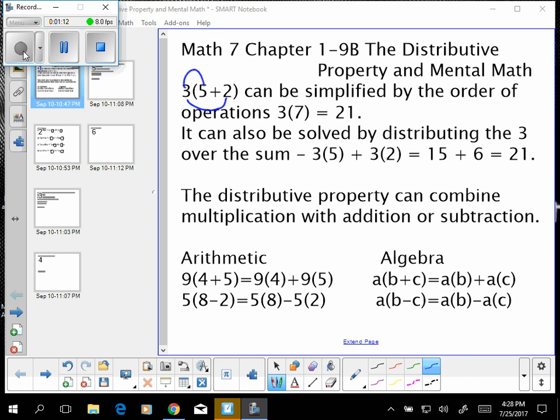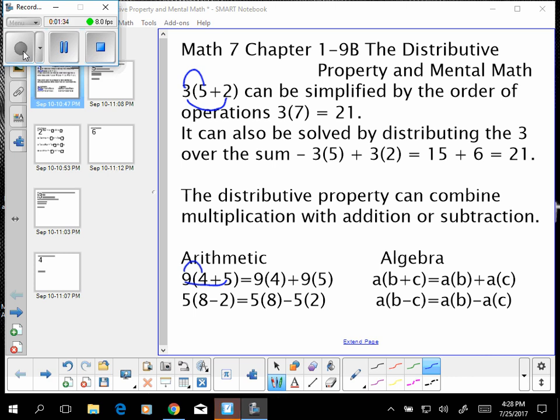The distributive property can combine multiplication with addition or subtraction. It does not involve division. So you'll notice that they distribute the 9 over the 4, which is why I have 9 times 4. Then I distribute the 9 over the 5, which is why I have 9 times 5.